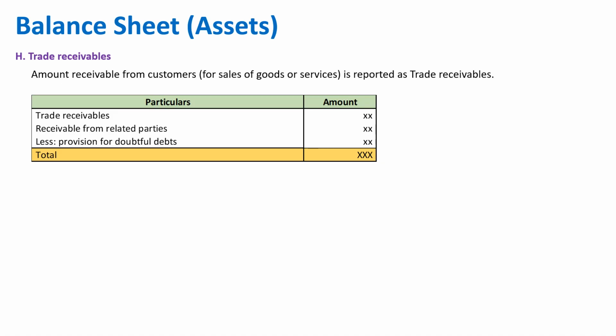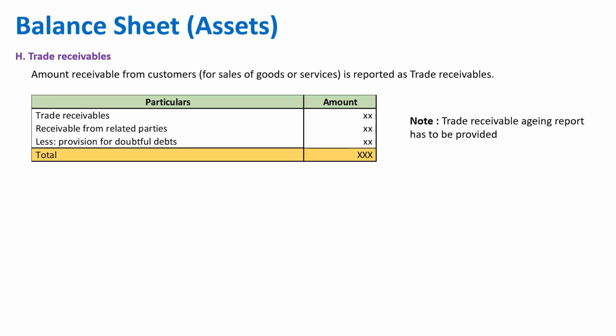However, if there is any doubt on collection from any customer, that means we feel that after a lot of dunning process, the amount is not coming to the company, then the company can take a provision for the doubtful debts. And that provision has to be netted off under trade receivables. That means the amount you report under trade receivables should be the net amount after adjusting the provision for doubtful debt.